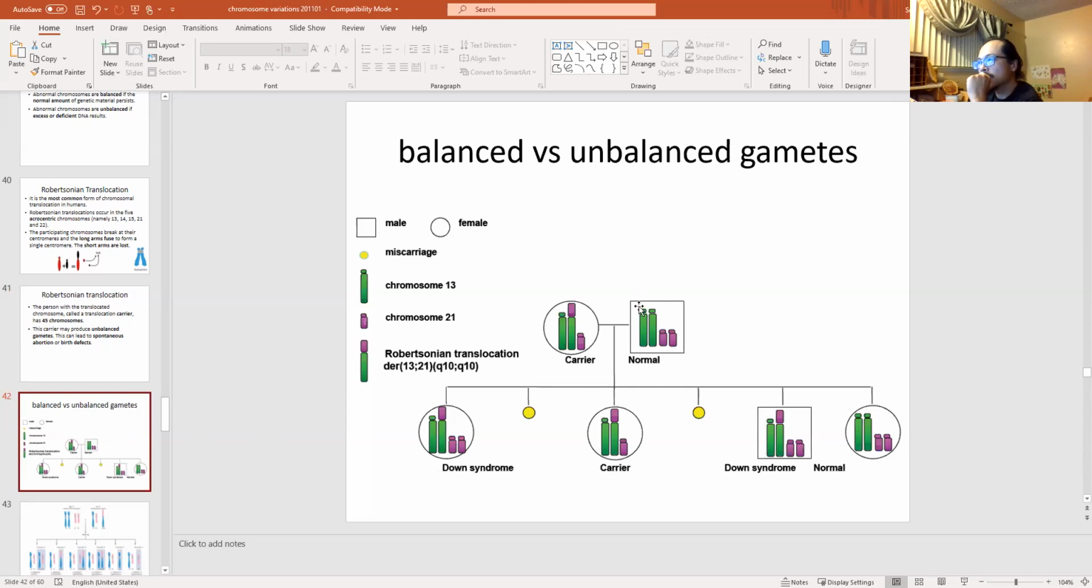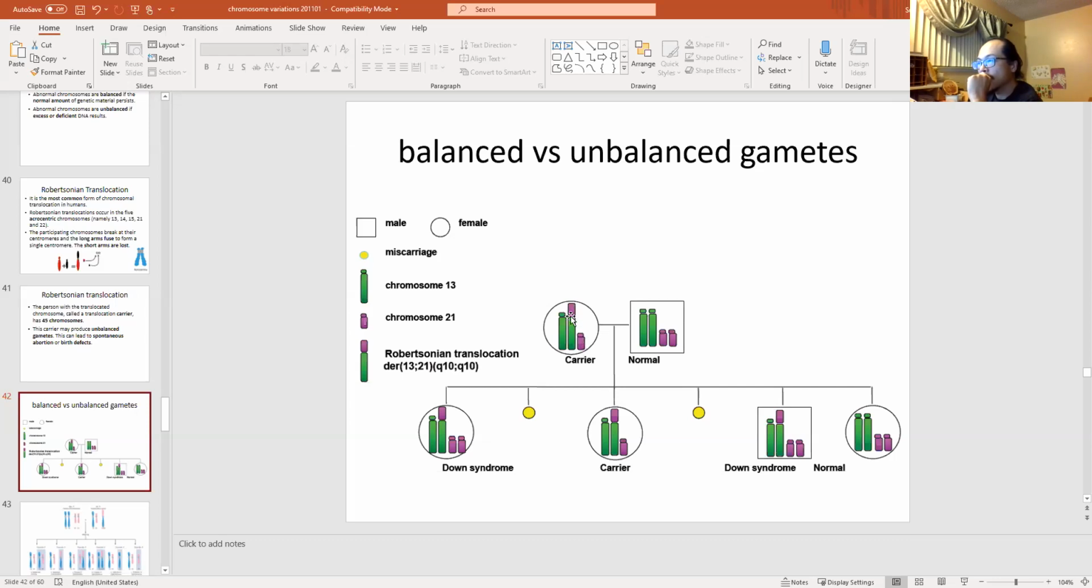So let's look at balanced and unbalanced gametes. Say this is a normal person. You have, say, chromosome 13, which is acrocentric, and chromosome 21, which is another acrocentric. You have the other one, where the long arms are attached.